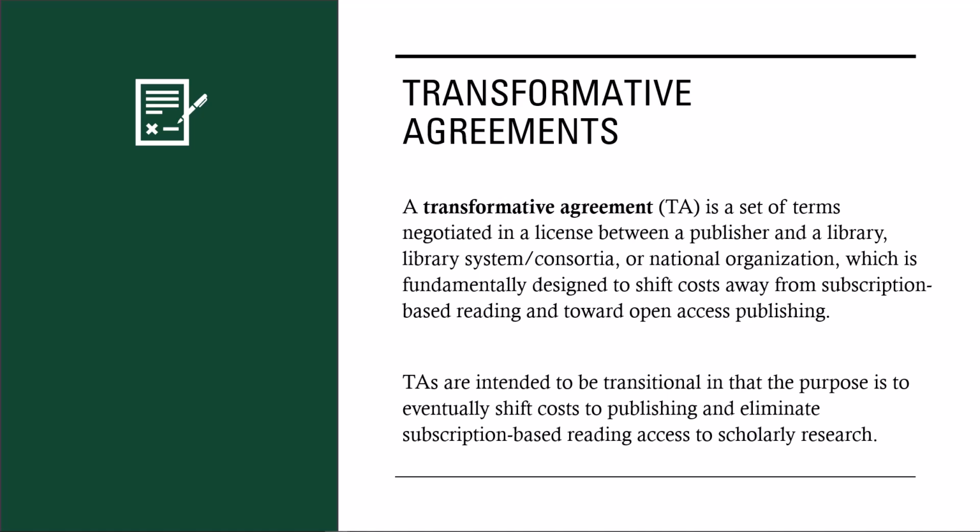While some larger university libraries have established extensive publishing support programs with dedicated funds and staffing in recent years, we know that libraries traditionally allocate funding to the acquisition of new materials and to journal and database subscription costs, which are both exorbitant and increasing annually. These agreements, therefore, represent a paradigm shift in the way that academic libraries develop their collections and serve their students and faculty. Transformative agreements are intended to be transitional, and the purpose is to eventually shift costs to publishing and eliminate subscription-based reading access to scholarly research.